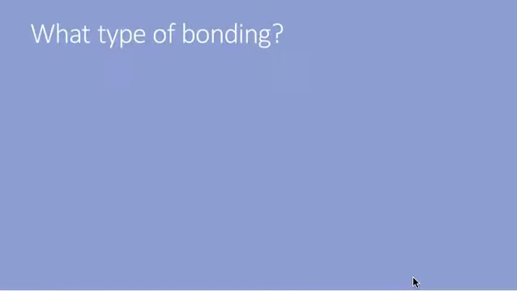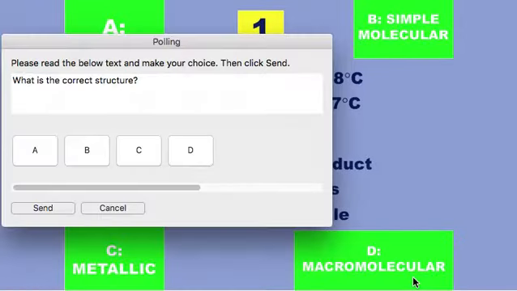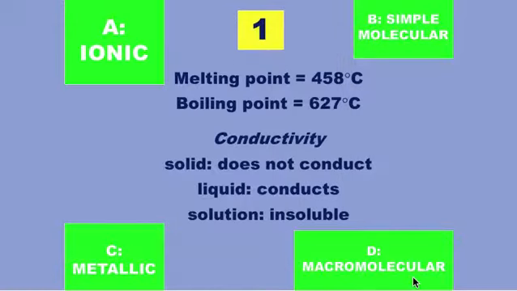Okay, so a couple of quick quizzes then, just to check how much of that we've managed to follow. Just like before, I'll send you all 4 different types of bonding. Properties are given, and you determine from those properties what the correct structure would be.